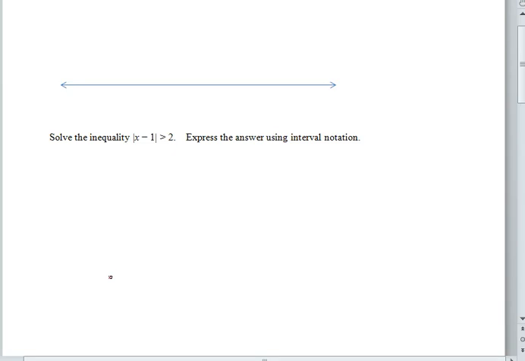Here we're going to solve the inequality: the absolute value of x minus 1 is greater than 2. Before we do that, I want to review a couple of properties of the number line.